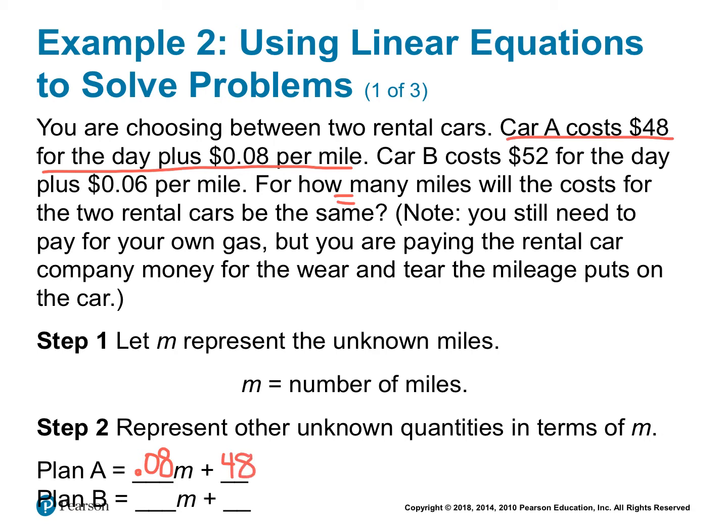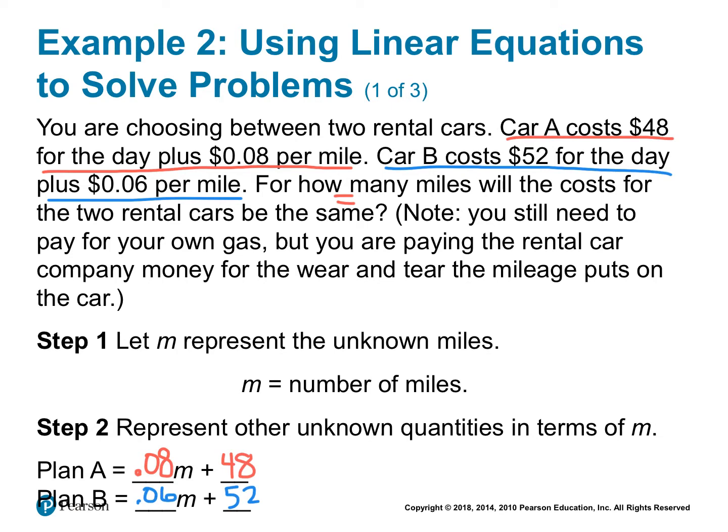And then car B is $52 for the day plus 6 cents per mile. So 0.06M plus $52 for the day. So those are going to be our two situations for this problem. And again, we want to know when they're going to be the same.